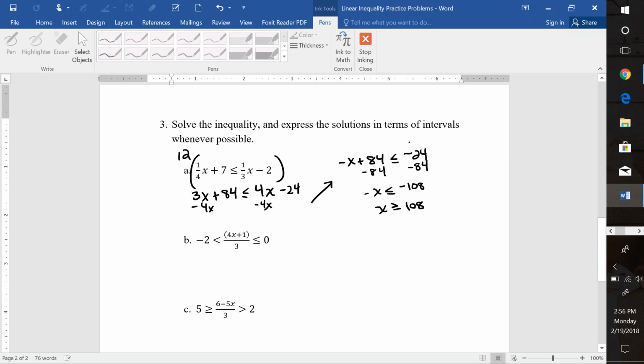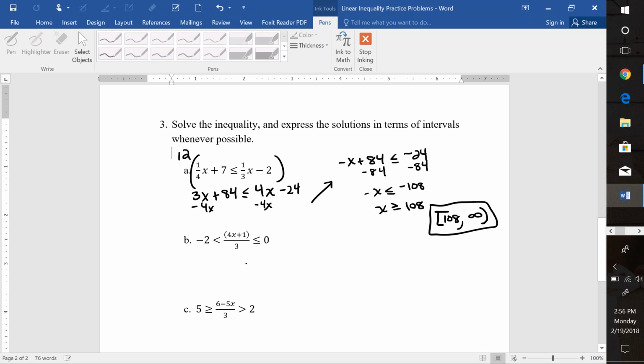Now they said write it in interval notation. So this says I'm 108 or larger. That would mean our starting point for our interval notation is 108 with the bracket because of the equal to bar. And we are shading all the way up to, or including, all the numbers to positive infinity.